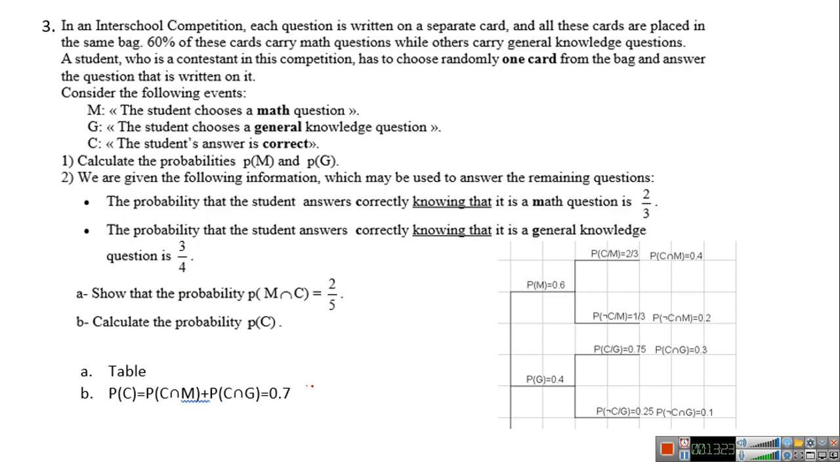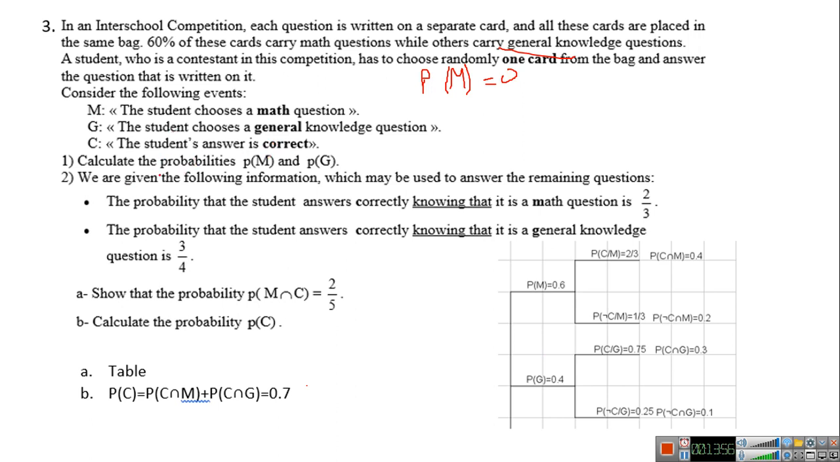Another problem, number 3. We have a competition. Each question is written on a separate card and all these cards are placed in this bag. We have 60% math, so P of math is 60% of the cards. And general knowledge is the rest. So you can see it here, I have math and general knowledge. This is a table. See, it's correct.